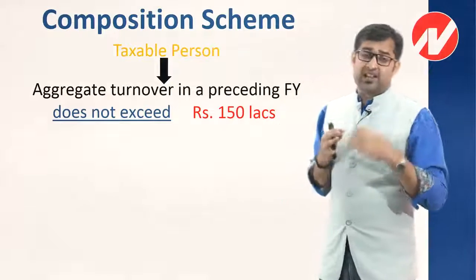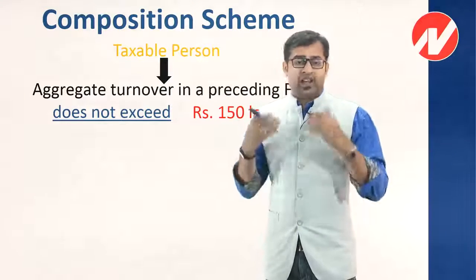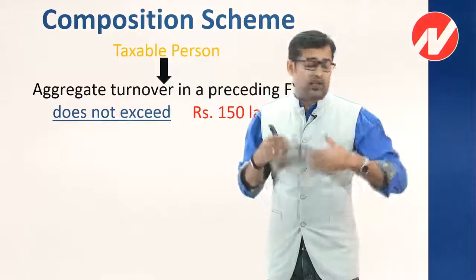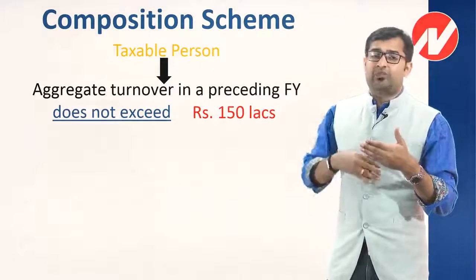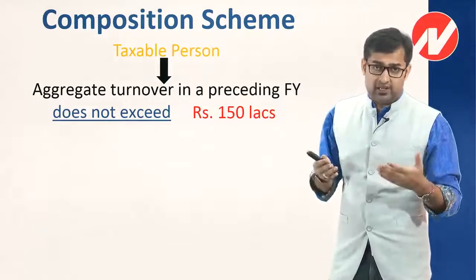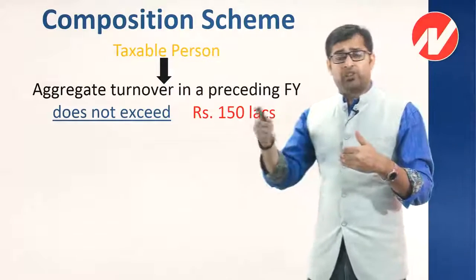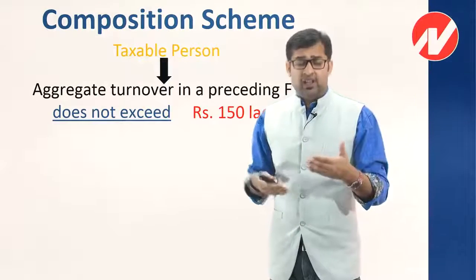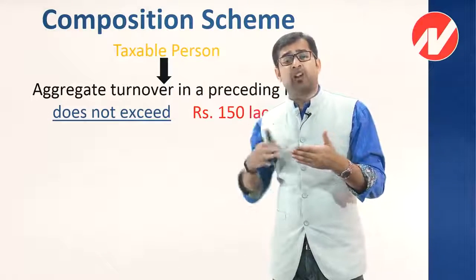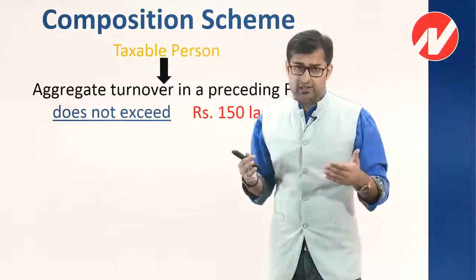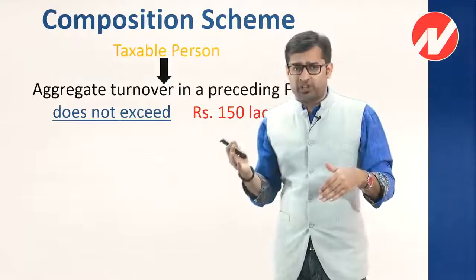So let us take certain examples. Let us say my previous year turnover was 80 lakh. So can I claim composition scheme in current year? Answer is yes. Let us say my current year turnover is 100 lakh. Can I claim composition scheme in subsequent year? Answer is yes. Let us say my current year turnover is 120 lakh. Can I claim composition scheme in subsequent year? Answer is yes. Let us say my turnover is 150 lakhs in current year. Can I claim composition scheme in subsequent year? Answer is yes. Let us say my turnover is 160 lakhs in current year. Now can I claim composition scheme in subsequent year?